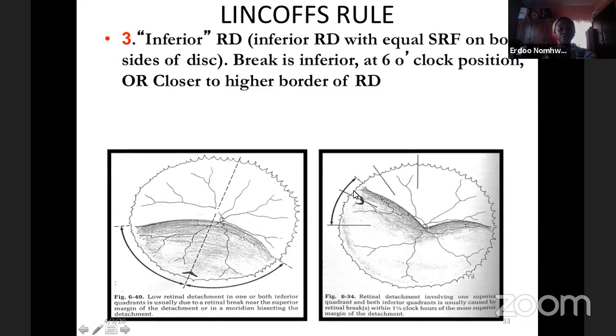Then for the inferior retinal detachment, if you have equal subretinal fluid on both sides of the disc, as we see in this first diagram, the break is usually inferior, usually at the 6 o'clock position. That's where to look for your break. Or if the subretinal fluid is not equal and is a little higher on one side, then the break will be inferior but closer to the higher border. So this is one of the modifications in the new Kanski.